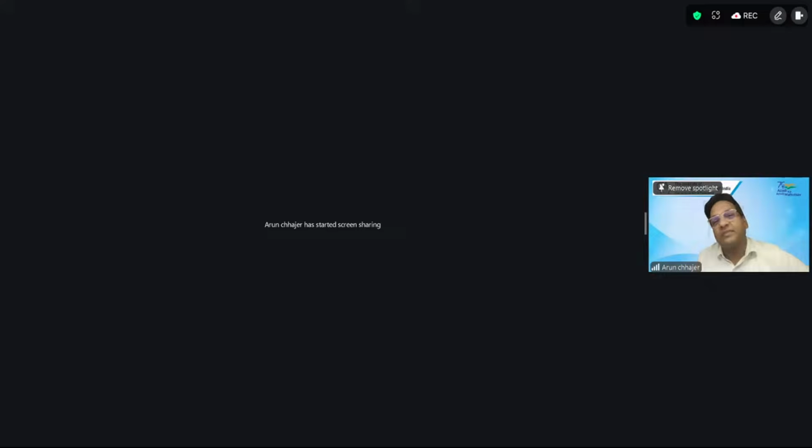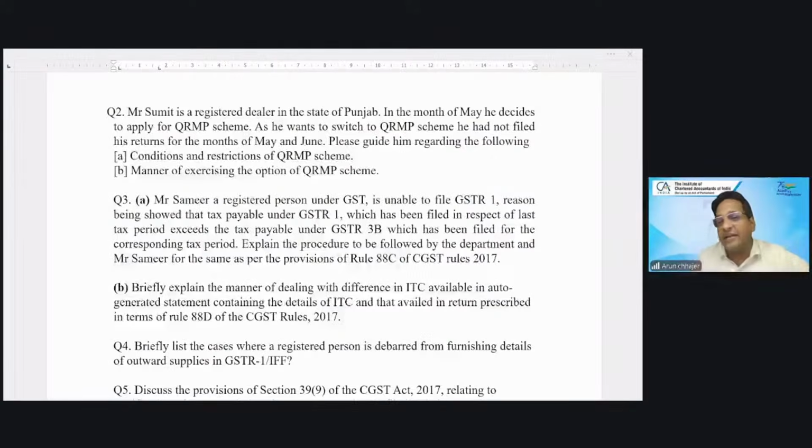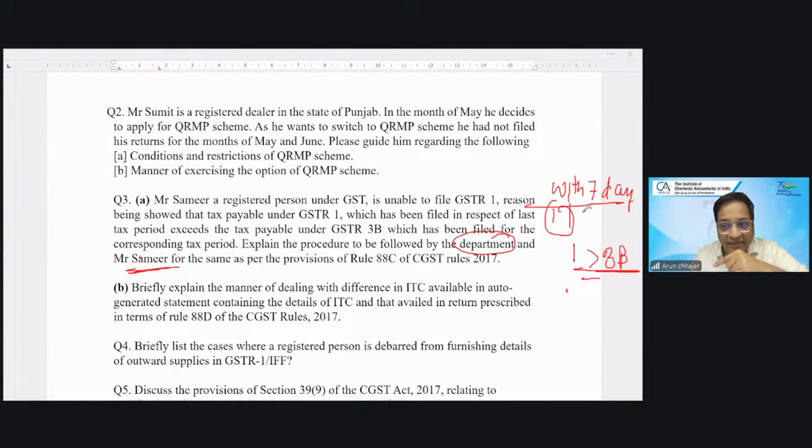What is the 88C, beta? When the liability is more in GSTR-1 but tax is paid less in 3B, and if this difference is more than the amount specified by the council, then the department will send an intimation to the taxpayer. Within 7 days, he needs to either pay the difference or explain the difference.